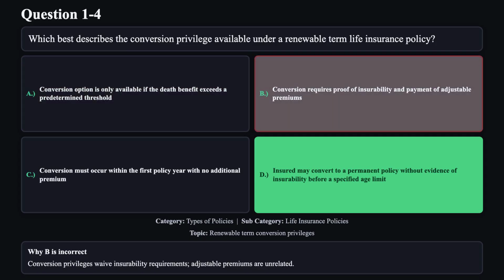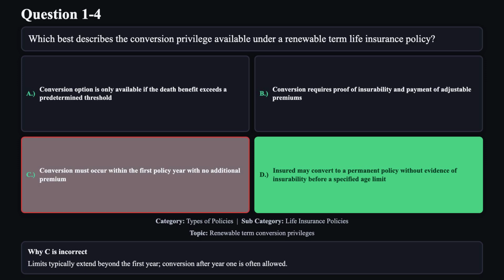Reason B is not correct. Conversion privileges waive insurability requirements. Adjustable premiums are unrelated. Reason C is not correct. Limits typically extend beyond the first year. Conversion after year 1 is often allowed.